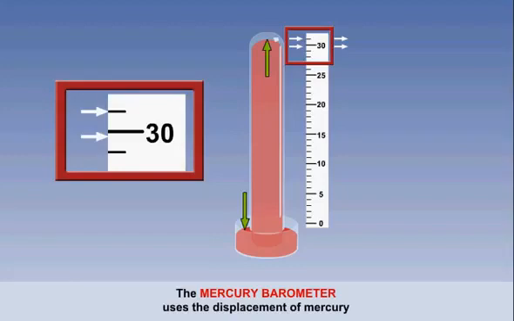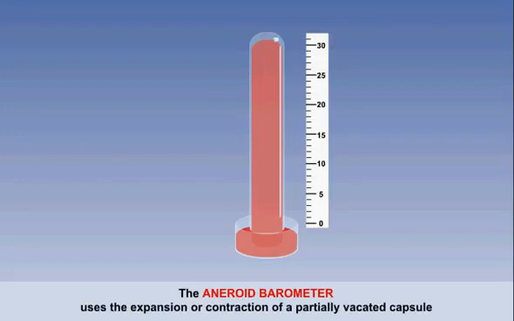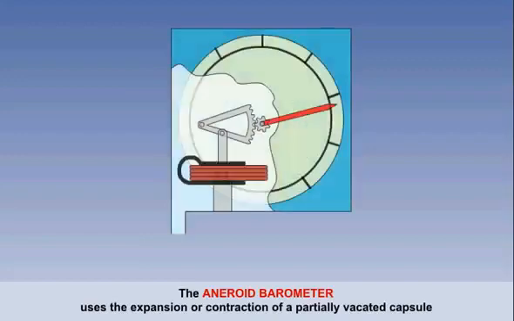This displacement is traditionally measured in inches. The higher the column of mercury, the higher the atmospheric pressure. The other type of barometer is non-liquid and is therefore called an aneroid barometer. These can be less accurate than mercury barometers, but are more sensitive to small changes in air pressure.